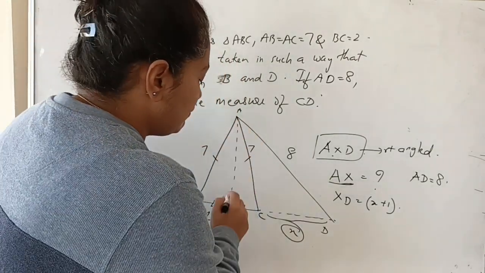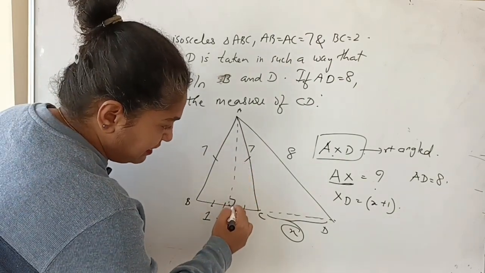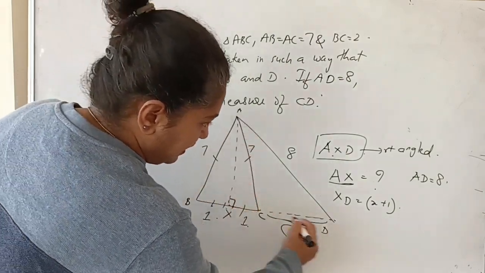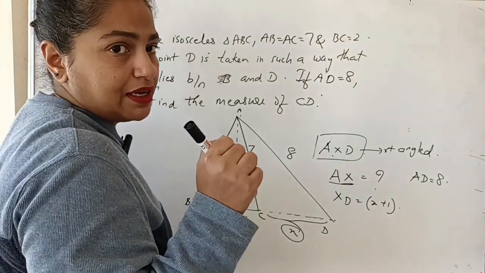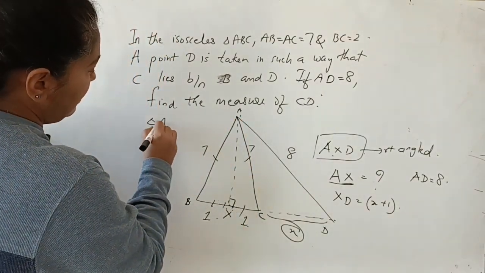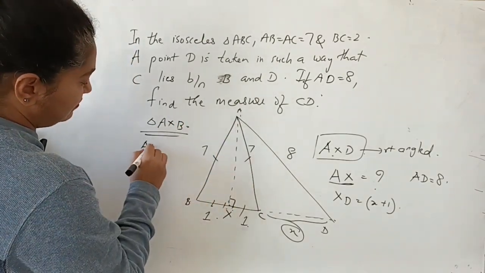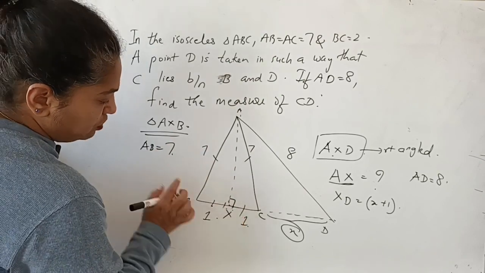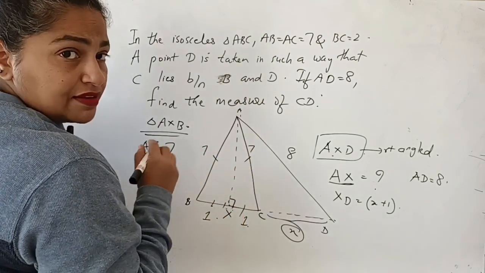Now, how can we find out the measure of AX? AX is a right angle. This line is at 90 degrees to the base. So, this is a right angle triangle. Similarly, AXB is also a right angle triangle. So, triangle AXB. I know the measure of AB, 7. I know the measure of BX, which is 1. I can find out the measure of AX.